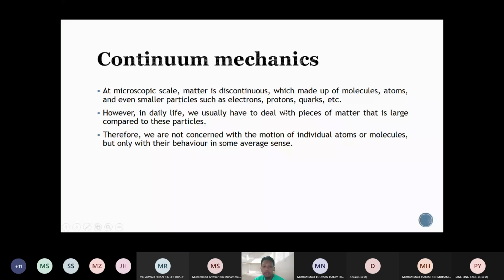So if we don't want to know this, we can assume that the matter is made up of something continuous, or we look at the material at a larger scale rather than at particle scale. So therefore, we are not concerned with the motion of these atoms or molecules, but we take the average behavior of all of the particles and represent this for the continuum material.